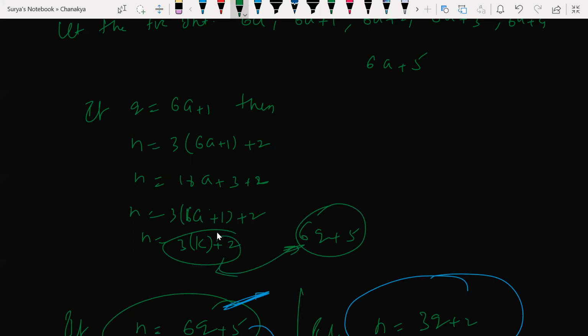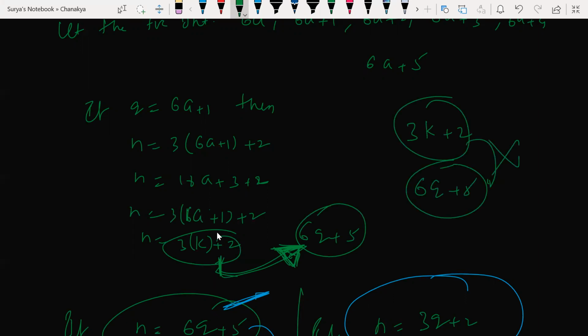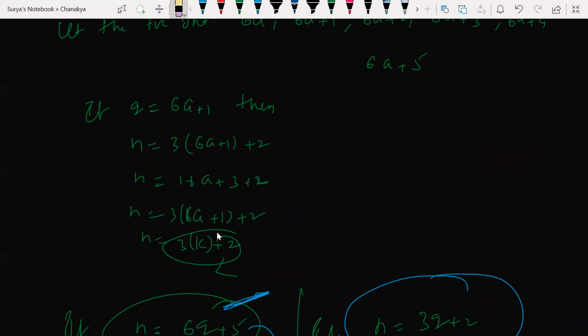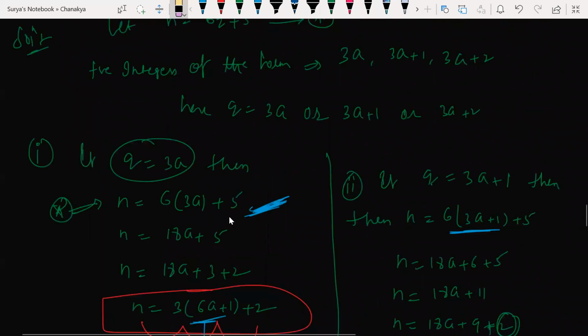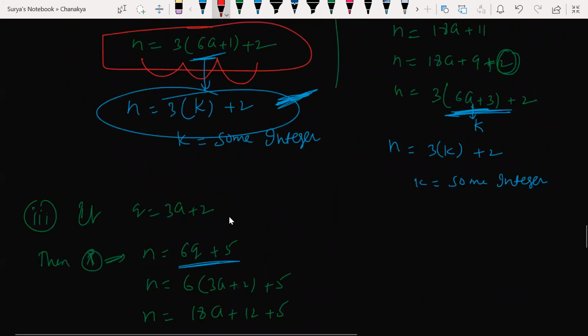Is it looking like this form? Is it looking like something 6q plus 5? 3q plus 5 is different than 6q plus 5, isn't it? Both are different. So what I meant to say here is, if I take this as my n value, 6q plus 5, my form I'm getting in the form of 3q plus 2. Look at this, everywhere in all the 3 cases I was getting that.